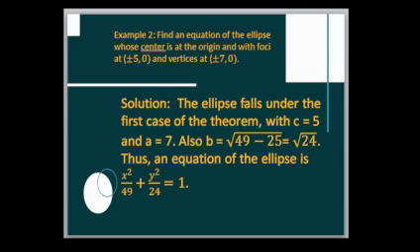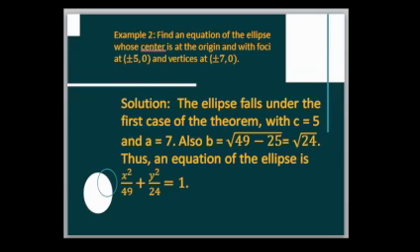Okay, next is example 2. Find an equation of the ellipse whose center is at the origin, with foci at positive and negative 5 and 0 and vertices at positive and negative 7 and 0. So we know that the ellipse falls under the first case of the theorem, with c equals 5 and a equals 7, because the foci give c and the vertices give a.